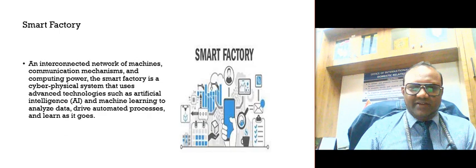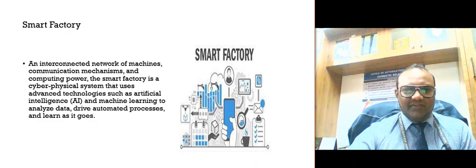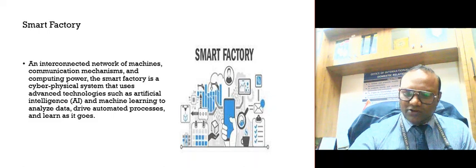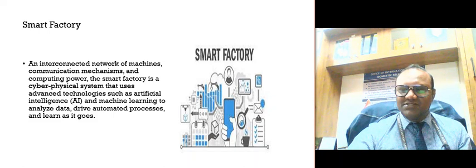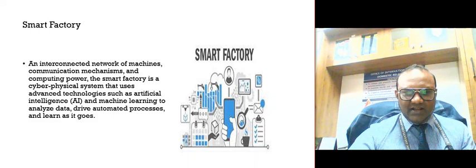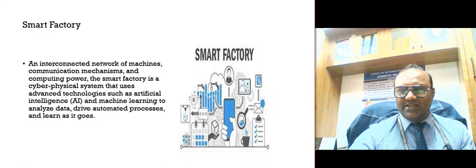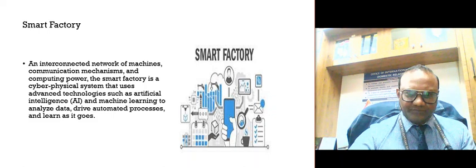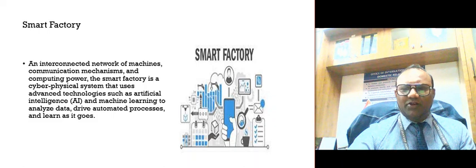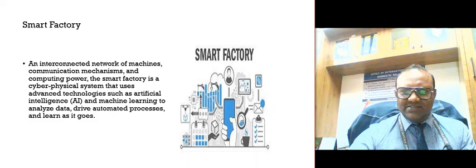So what is a smart factory? By definition, let us understand a smart factory. A smart factory is an interconnected network of machines, communication mechanisms, and computing power. A smart factory is a cyber physical system that uses advanced technologies such as artificial intelligence and machine learning to analyze data, drive automated processes, and learn as it goes. And that's precisely the reason why we call it a smart factory, because there is an intelligent system that we are going to embed into the factory.